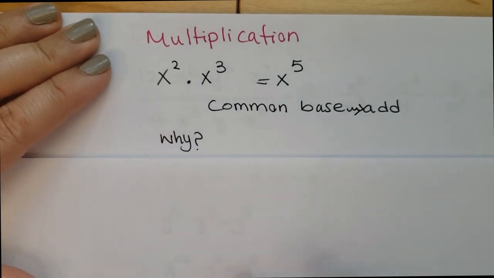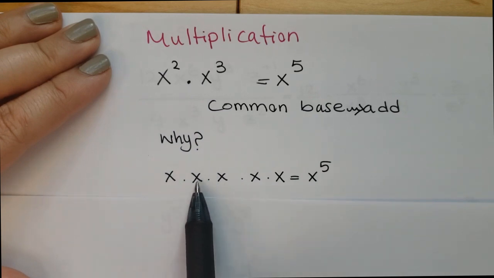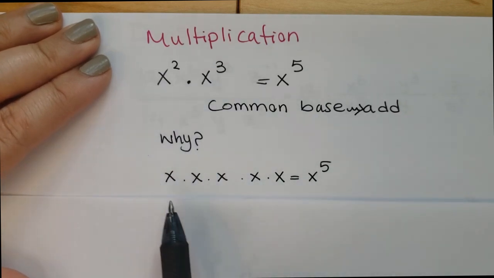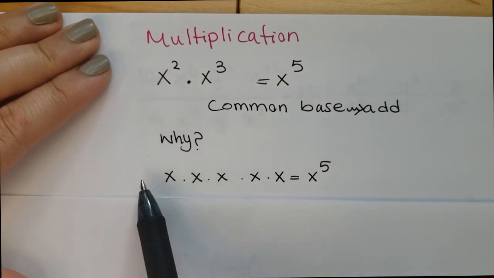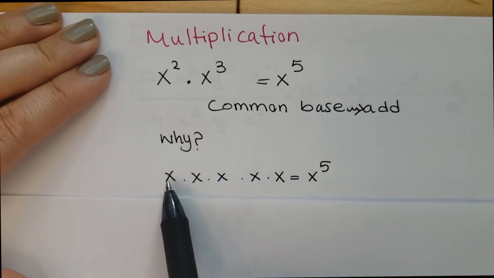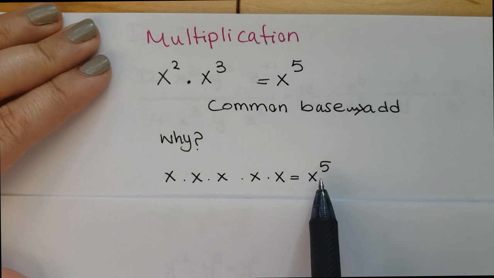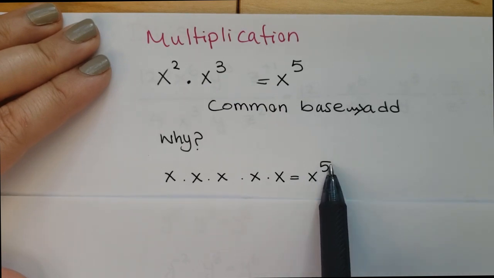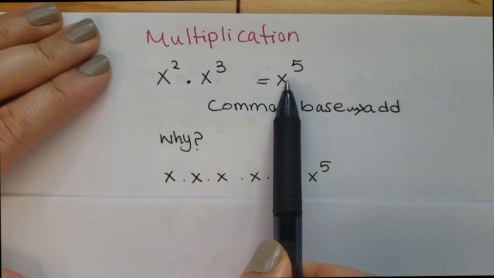But why? Let me tell you, x to the power 2, it's x times x, right? X to the power 3, it's x times x times x, right? So this is what I did. I expanded. Now let's see how many x's I have. 1, 2, 3, 4, 5. So that would be x multiplied by itself how many times? 5. That's why here we add the exponents.